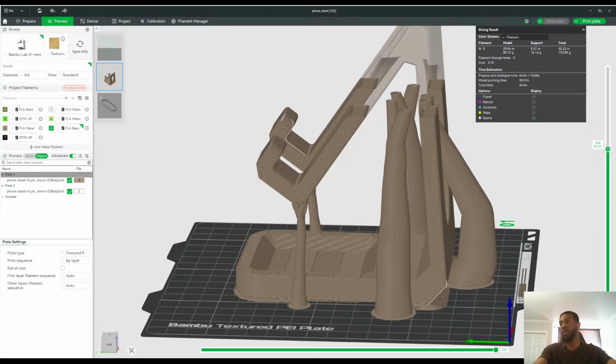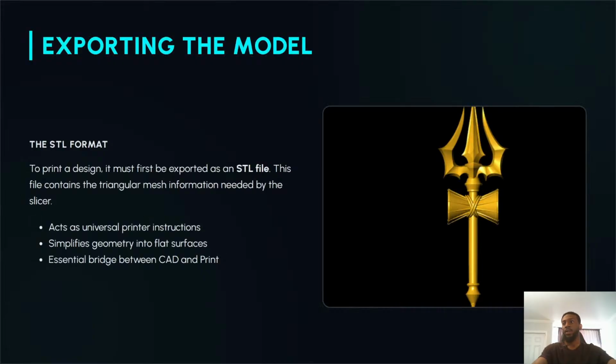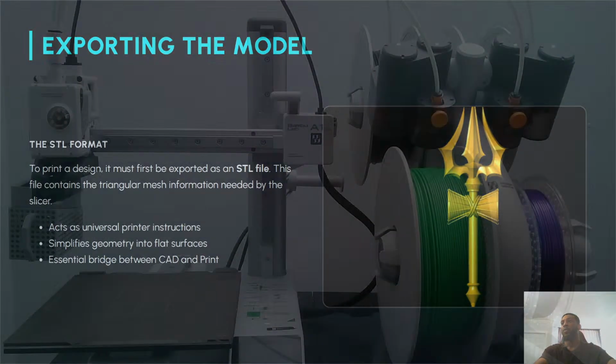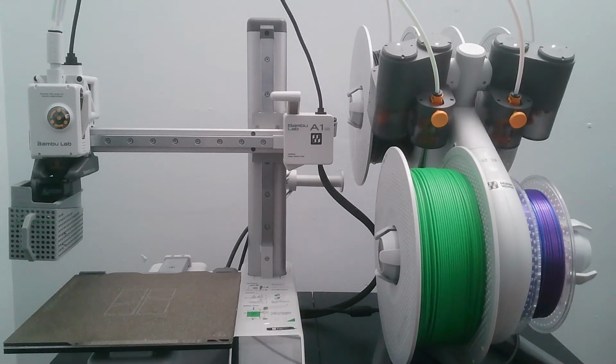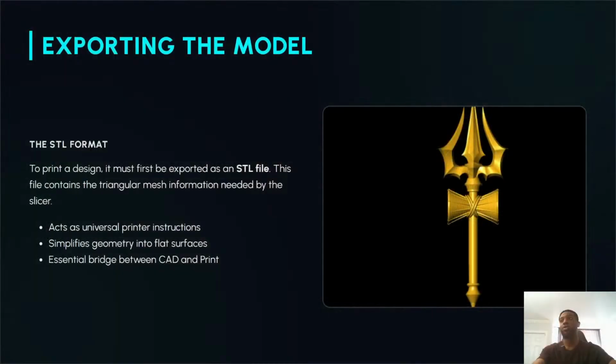So we will proceed with, hold on, I really want to make sure you guys understand this. It acts as universal printer instructions. When I say universal printer instructions, it means it's going to be the same for my printer, the same for any printer you're using, the same for any printer at all. All printers use the same STL file. So that's what I mean by universal printer instructions.